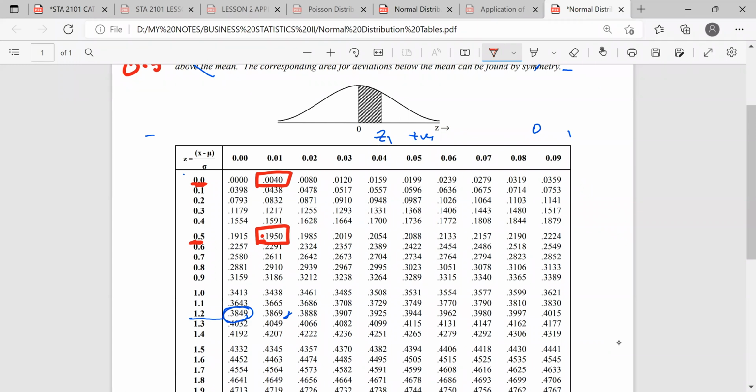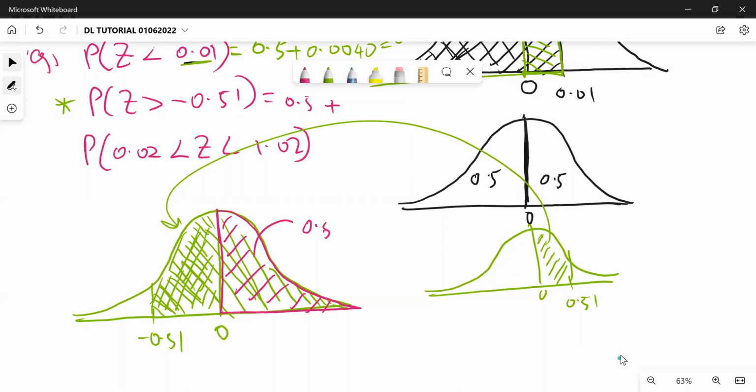0.1950. Okay. So we'll take 0.5. So that is the probability that Z is greater than minus 0.51, which is 6950.